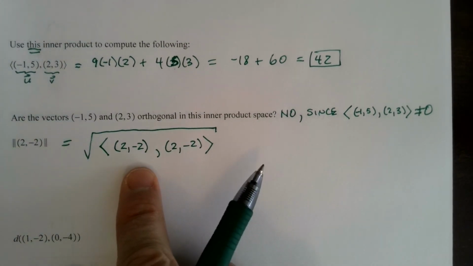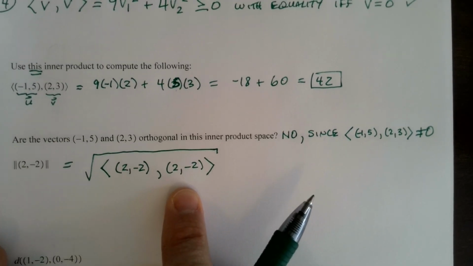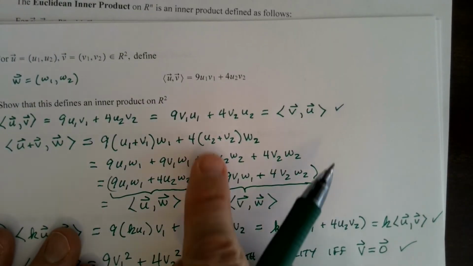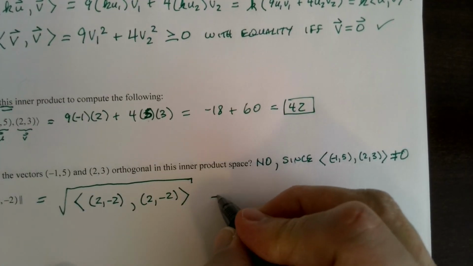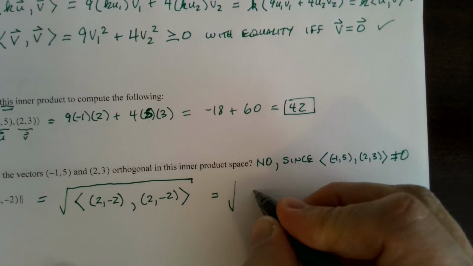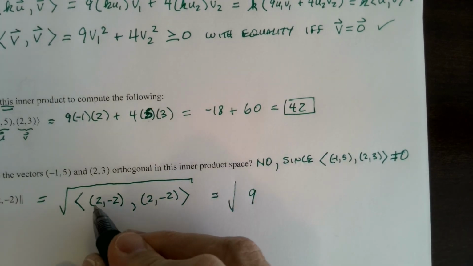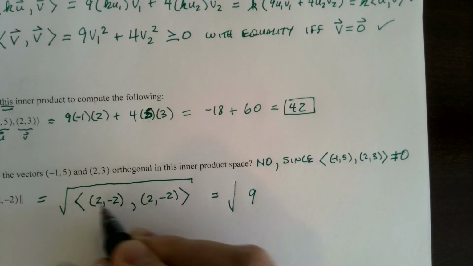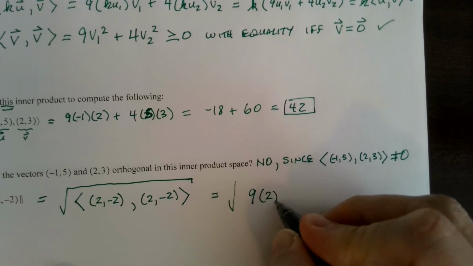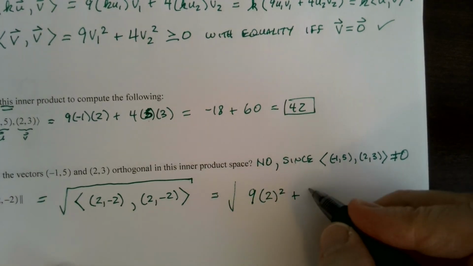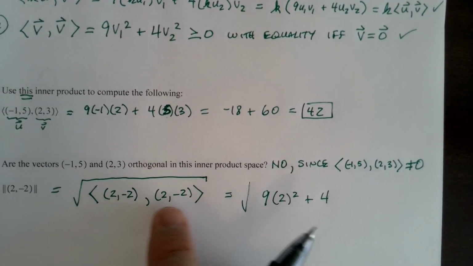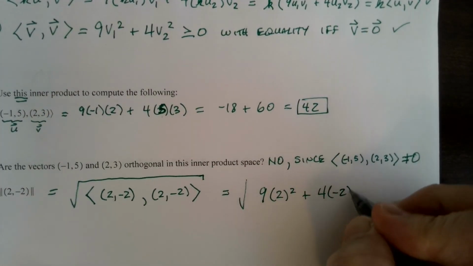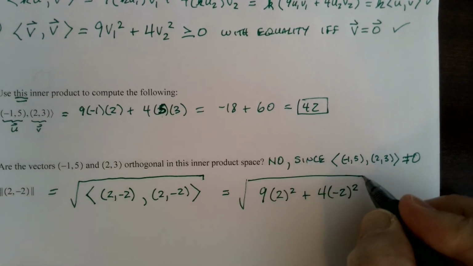Okay, now how do we determine this inner product? Don't use the dot product. Use this, right? This is what's given for this. So this would be the square root of 9 u1 v1, 2 times 2. Well, that's just 2 squared. Plus 4, remember, right? Plus 4 u2 v2. -2 times -2 is -2 quantity squared, so be careful what we get.